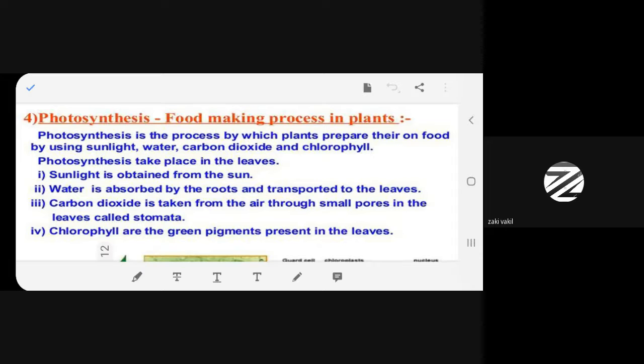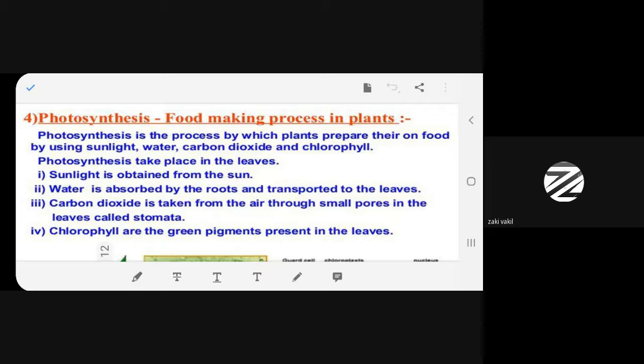So what is photosynthesis? It's the process by which plants, or the autotrophs, make their own food. And how are they making their own food? By taking sunlight from the sun, water from the roots, carbon dioxide from the air, and chlorophyll from the leaves. It's using up everything.